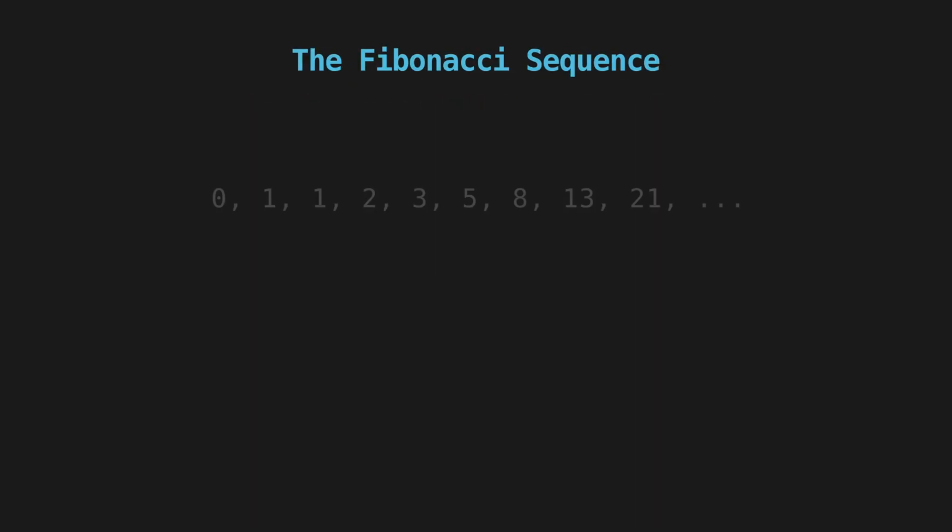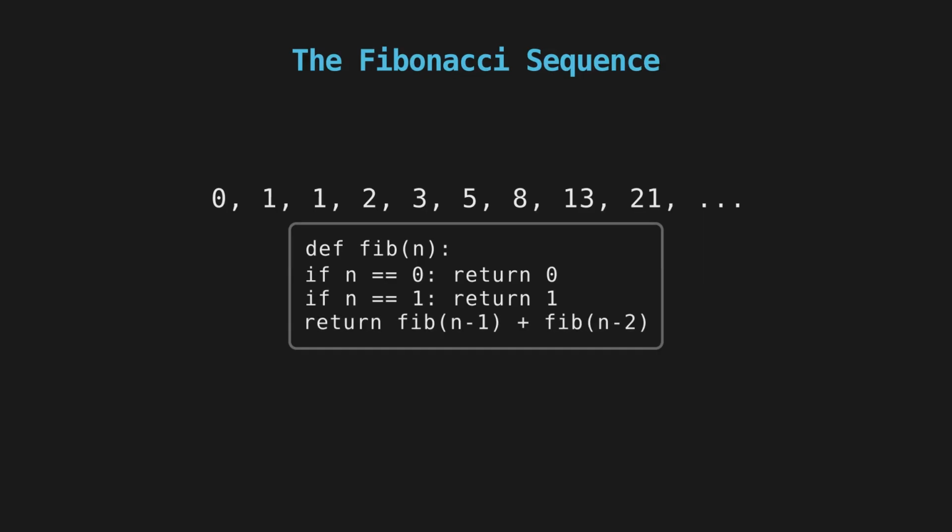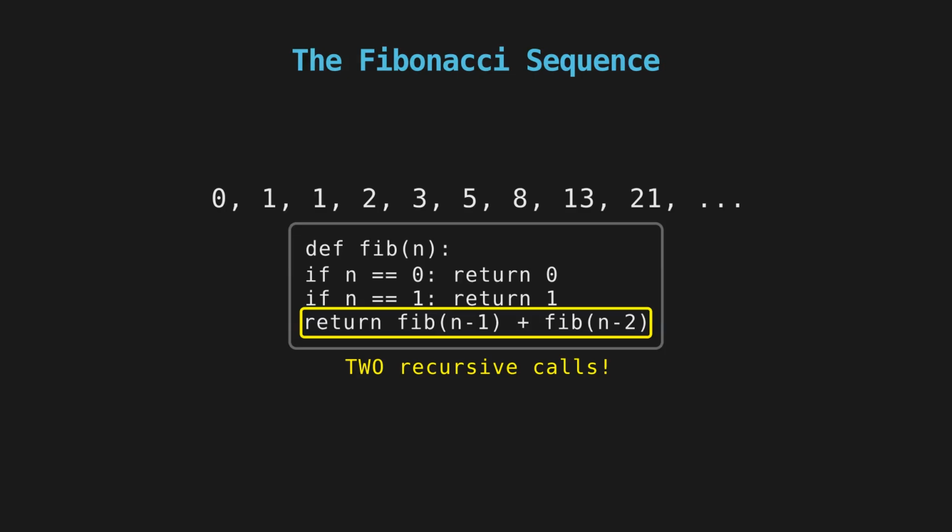The classic example, Fibonacci. Each number is the sum of the 2 before it. 0, 1, 1, 2, 3, 5, 8. The recursive code is elegant. Fib of n returns fib of n minus 1 plus fib of n minus 2. Base cases: fib of 0 is 0, fib of 1 is 1. Just 3 lines. But notice, there are 2 recursive calls. That changes everything.